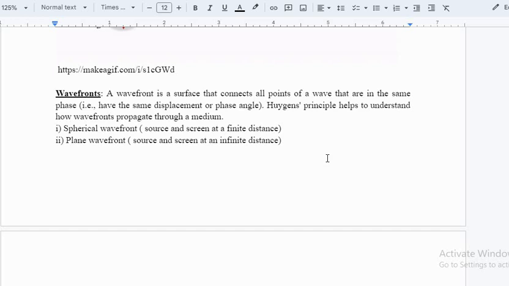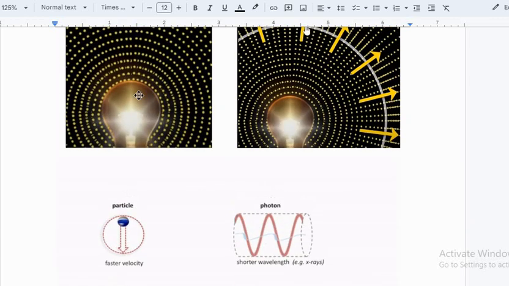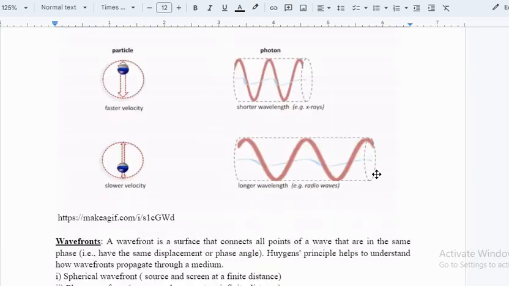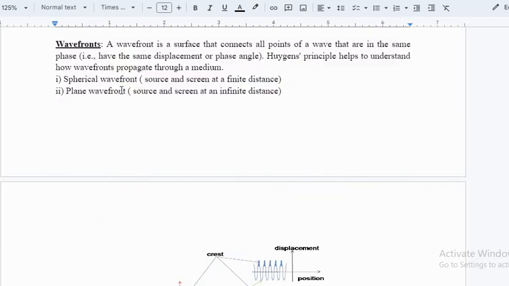Now, wavefronts are of two types. One is the spherical wavefront, another is the plane wavefront. So, what is a spherical wavefront? When the source and screen are at a finite distance, then you have a spherical wavefront. This particular picture can be extended to three dimensions. The circle, the dot connection, gives you a sphere in three dimensions. So, one type of wavefront is the spherical wave.